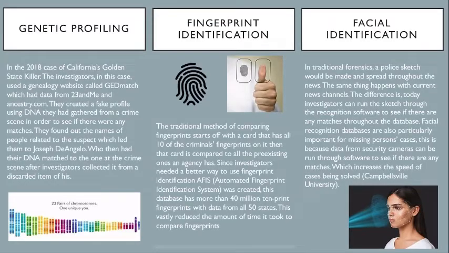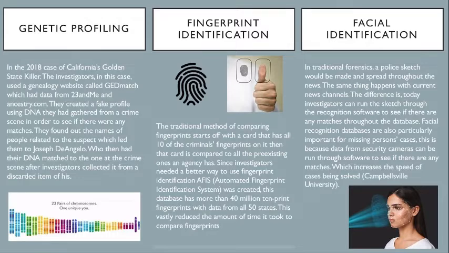Databases. Genetic profiling. In the 2018 case of California's Golden State Killer, the investigators used a genealogy website called GEDmatch, which had data from 23andMe and Ancestry.com. They created a fake profile using DNA they had gathered from a crime scene in order to see if there were any matches. They found out the names of people related to the suspect, which led to Joseph D'Angelo, who had his DNA matched to one of the crime scenes after investigators collected it from a discarded item of his.